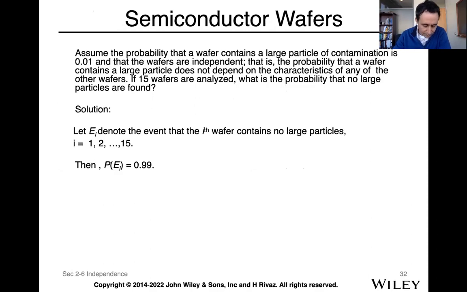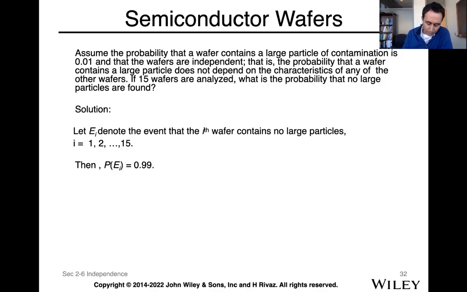So let's solve this question. Assume the probability that the wafer contains a large particle of contamination is 1%, and that the wafers are independent. That is, the probability that the wafer contains a large particle does not depend on the characteristics of any of the other wafers. If 15 wafers are analyzed, what's the probability that no large particle is found?